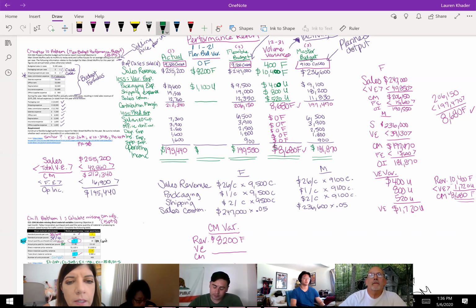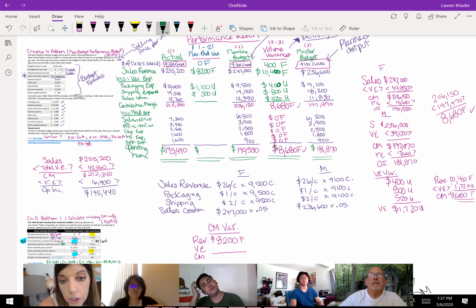For shipping expense, 19,500 versus 19,000, what you should have incurred. Favorable or unfavorable? Unfavorable. Unfavorable by 500. Again, it's probably due to either an increase in rate, or it could be related to multiple locations that they're sending it to versus one that you were assuming it was being sent to for each case ordered.